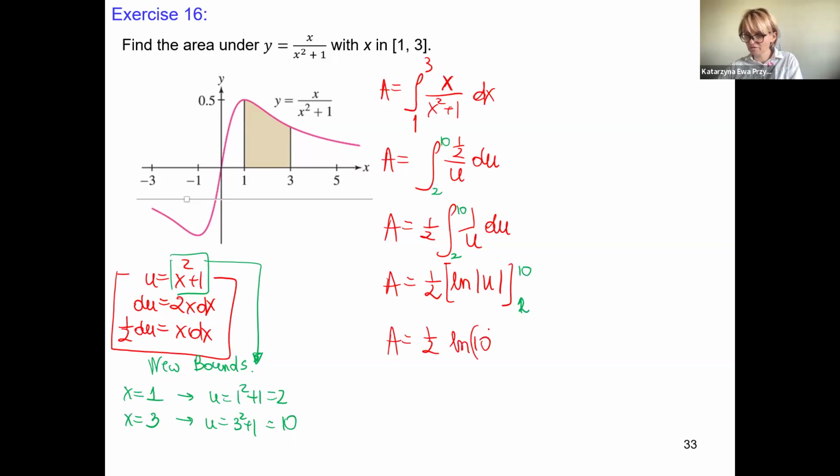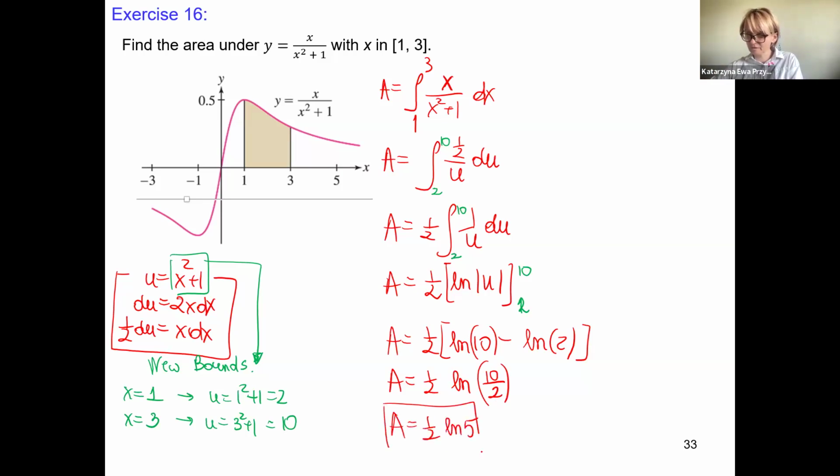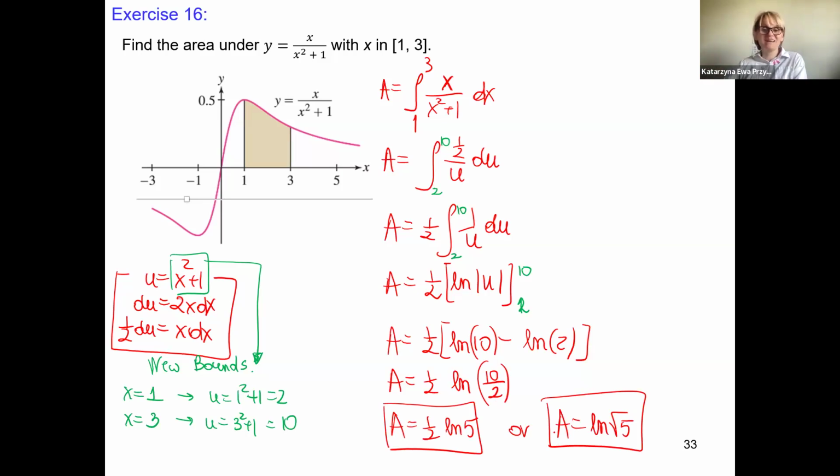1/2 natural log of 10 minus natural log of 2. Since this is in parentheses, we may divide, because when we subtract logarithms with the same base, we can divide the arguments. Okay, 1/2 natural log of 5. Or natural log of square root of 5, because we may apply it as a power, and 5 to the 1/2 is square root. But no, the first option is better. Okay, really nice, really nice.